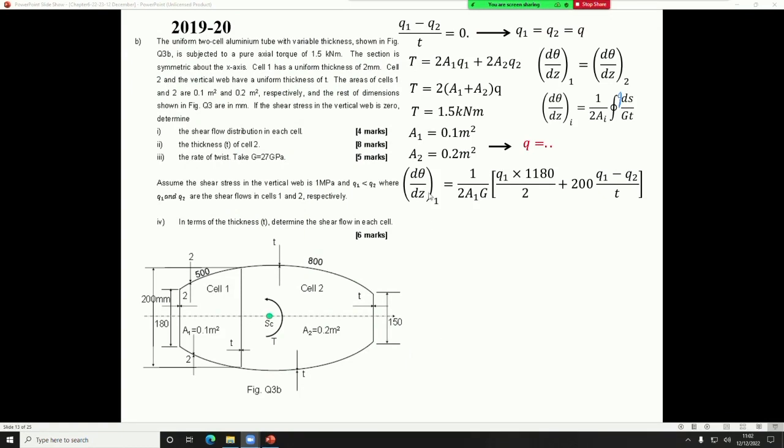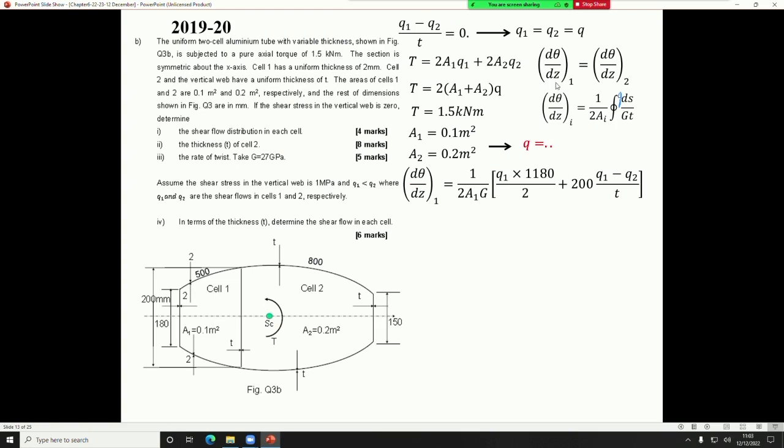So from here, we've got d theta over dz for cell number 1. Because it's made of the same material, I extract G from the integral and put it outside. Now this is the shear flow on the left-hand side, Q1 multiplied by, this is the shear flow in this panel, Q1, Q1, Q1. The tube is symmetric, so we've got 500 plus 500 plus 180, which gives us 1,180 multiplied by the shear flow on the left cell, Q1, divided by the thickness 2. So I'm still in cell 1, plus 200 multiplied by the difference between these two shear flows, divided by T. Now this is equal to 0. Q1 was already calculated from the top. If I substitute in this relation, I can easily find the angle of twist, d theta over dz.